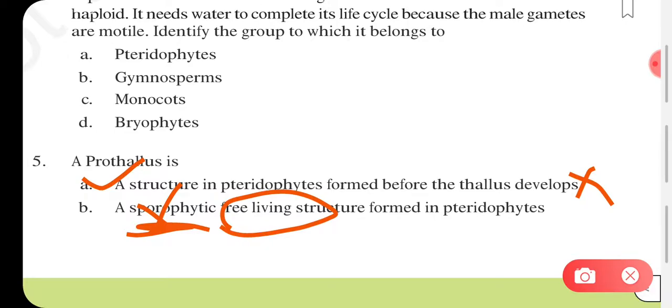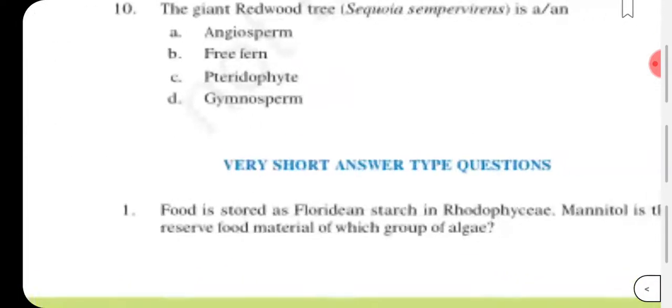Secondly, in the first option the word thallus is mentioned, but thallus we see in case of bryophytes, as I told you just now, that bryophytes have this thallus which is attached to the substratum with the help of rhizoids. So again the first option is also incorrect. Moving on to the next two options, let us see what is given.